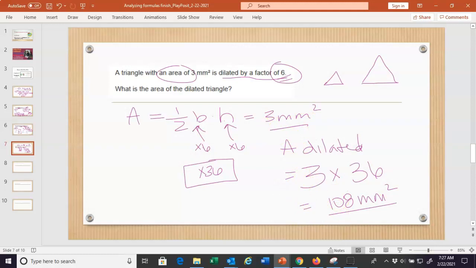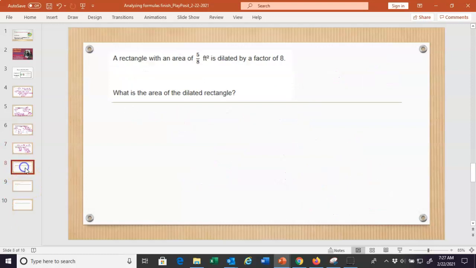So we're going to do some more, don't worry. You'll see hopefully the pattern here. And don't forget you can pause the recordings at any time. So this time they want us to use a rectangle with an area of 5/8 feet squared. That's a tiny rectangle. So that's what we know.